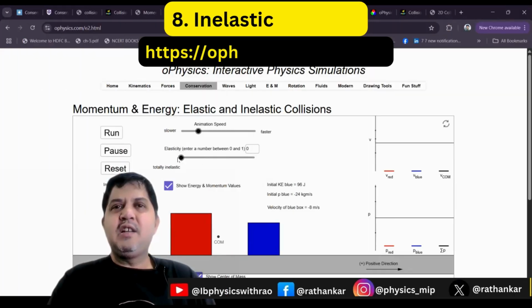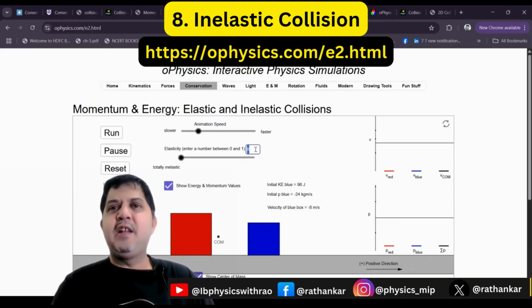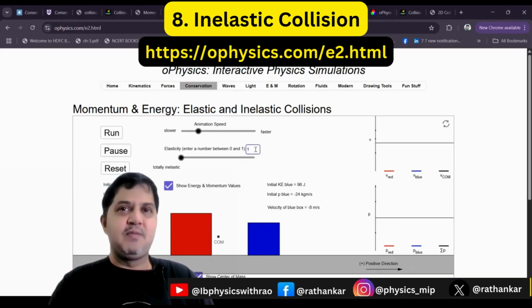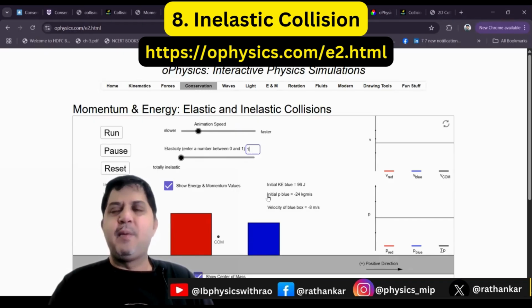Okay, now let us look at this simulation here. As you see, you have two objects over here, with an elastic and inelastic collision. If I make this 0, it will be a perfectly inelastic collision. If I make this equal to 1, then this becomes a perfectly elastic collision. Now, what do we mean by elastic and inelastic? Elastic is where the energy is conserved along with the momentum, and inelastic is where the energy is not conserved after the collision.